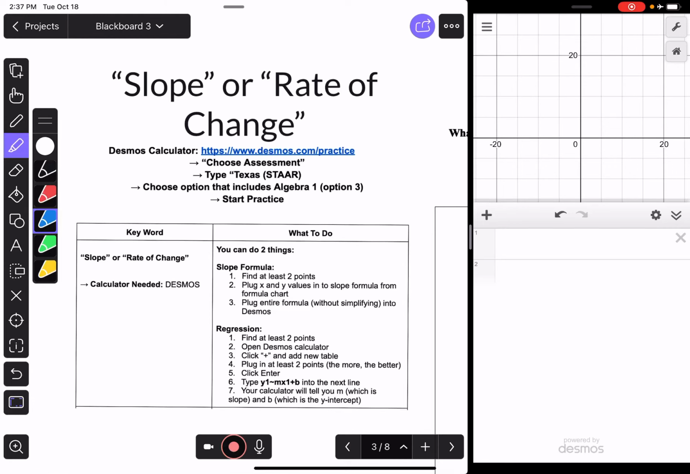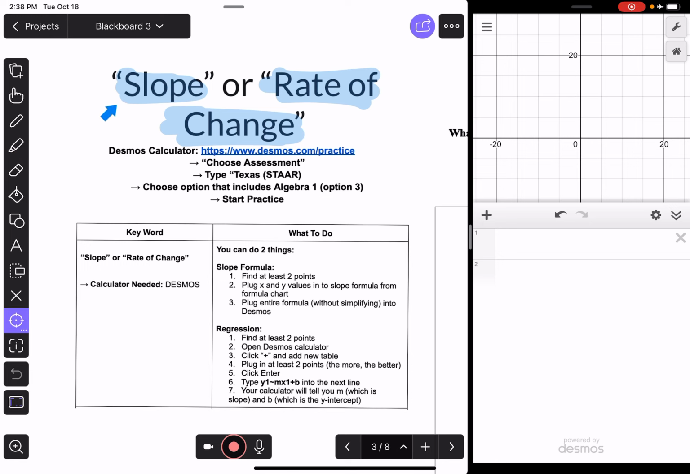Taking the STAR test, our goal is to find keywords that help us know how to solve a problem or what the question is asking for. So today's keywords are going to be slope and rate of change. These two sets of words actually mean the exact same thing. Rate of change is the exact same thing as slope.